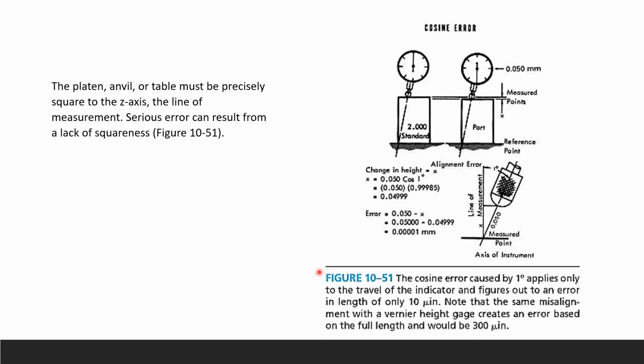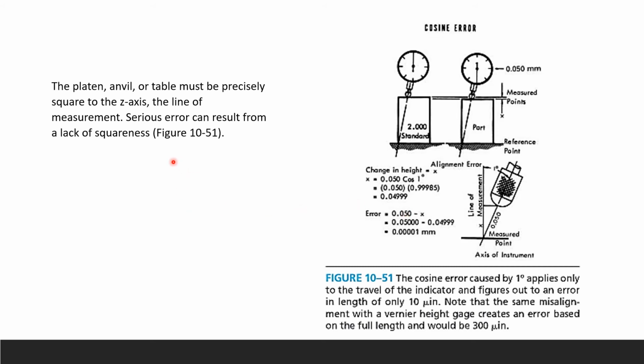The cosine errors, those are your rotation errors, caused by 1 degree apply only to the travel of the indicator and work out to an error in length of only 10 micro-inch. Note that the same misalignment with a vernier height gauge creates an error based on full length and would be 300 micro-inch. You don't have to worry about this.